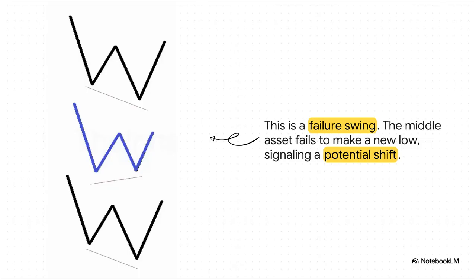Here's a super simple visual of what I mean. Just look at the top and bottom patterns. See how they're both making lower lows? They're moving in sync. But look at the one in the middle, the one in blue. It fails to make a lower low. Instead, it makes a higher low. That's it. That is the failure swing. That's the signal that there's some hidden strength coming into the market.